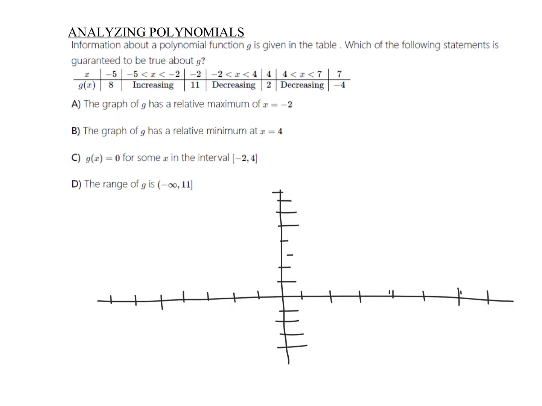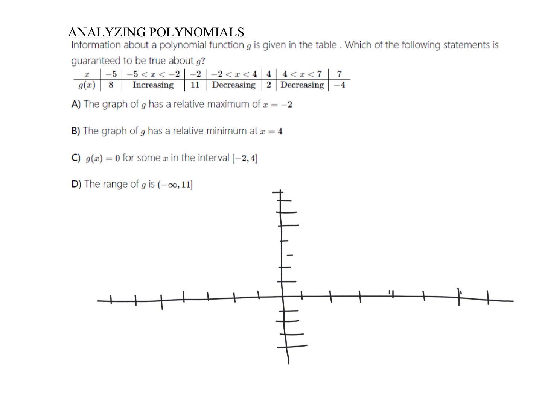Let's look at how we can analyze polynomials. Here we have a table, and we have some questions to answer. Let's read the question. It says here, information about a polynomial function g is given in the table. Which statement is guaranteed to be true about g? So it's saying which one must be true.